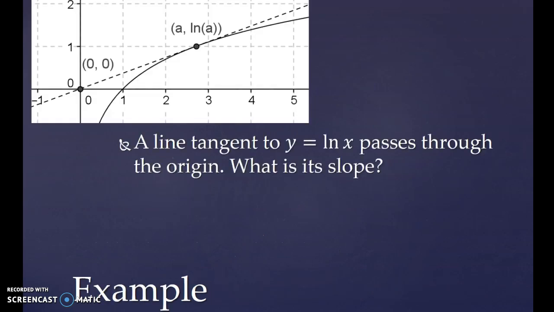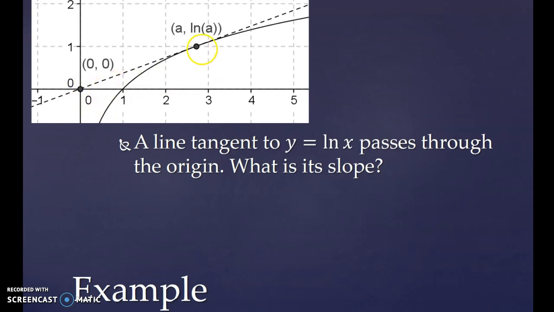All right, now we're going to do some problems. This is a really good type of problem. This is a type of problem where I didn't tell you the x-coordinate. I didn't tell you the slope, but we're going to use the big broad idea of slope to figure out where this tangent line is. So I have a tangent line somewhere on the graph of natural log of x that passes through the origin, and we want to figure out what its slope is.